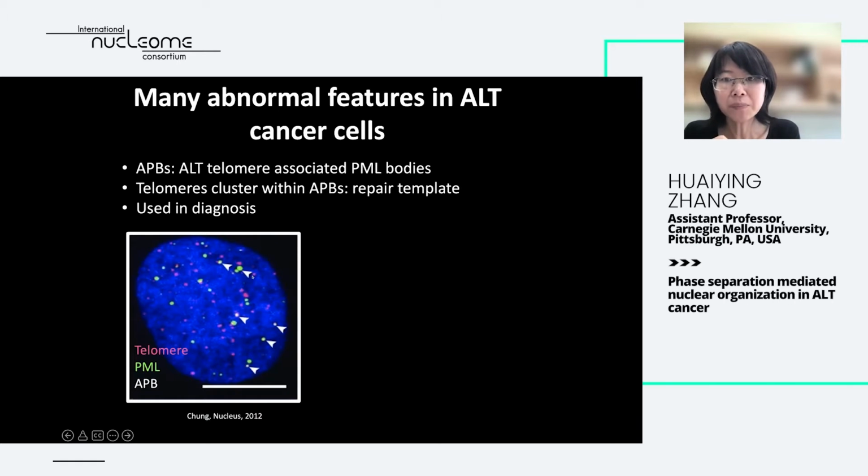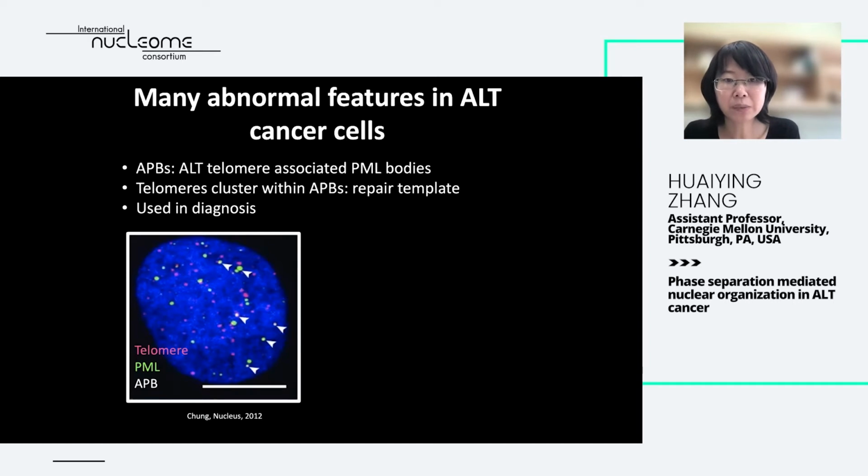So normally PML bodies are not associated with telomeres in normal cells. However, in those ALT cancer cells, we see colocalization of a subset of PML bodies with telomeres. As you can see, this is an ALT cancer cell line, U2OS, commonly used in the lab. You can see the PML bodies colocalized with the telomeres to form what's called APBs, which are just PML bodies that are localized to the ALT telomeres. Interestingly, telomeres also cluster within the APBs, and it has been proposed that APB is where the homology directed DNA repair happens because one telomere can use another telomere as a template.